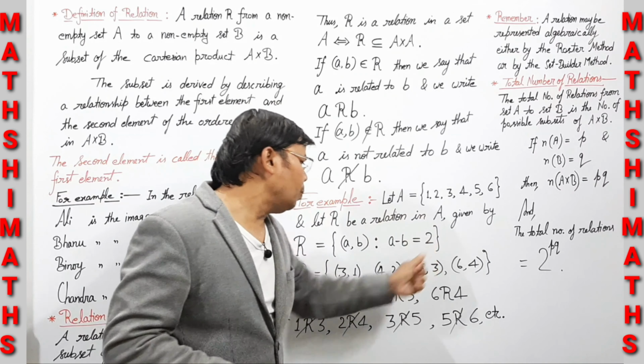Thus we can say that 3 is related to 1, 4 is related to 2, 5 is related to 3, 6 is related to 4. But we can say one thing more.